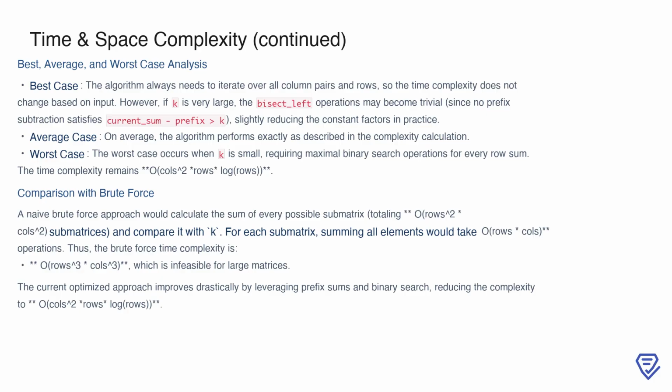Comparing this to a brute force approach, which calculates the sum of every possible submatrix, the difference is significant. A naive method would require O(rows^3 * cols^3) operations, which is impractical for large matrices. By leveraging prefix sums and binary search, this optimized algorithm reduces the complexity to O(cols^2 * rows * log rows), making it far more efficient.